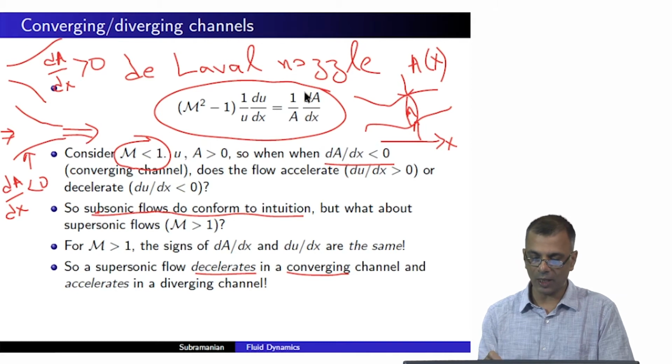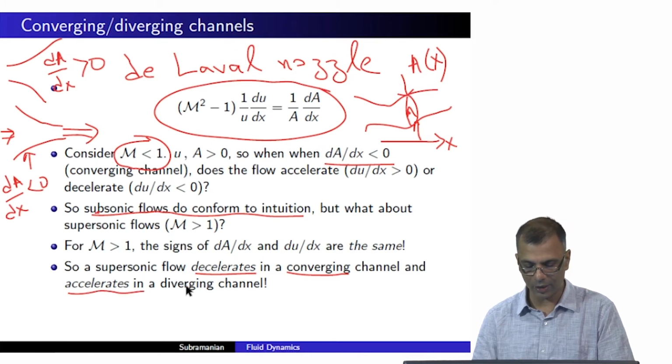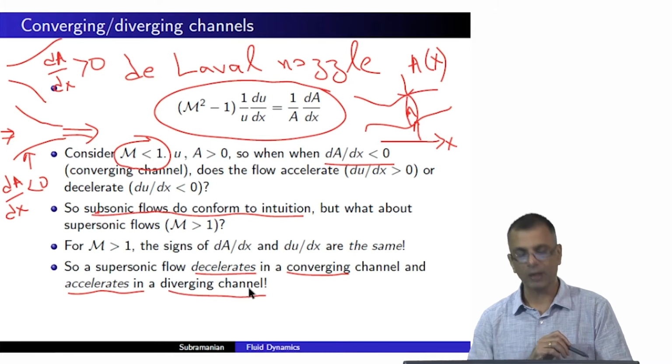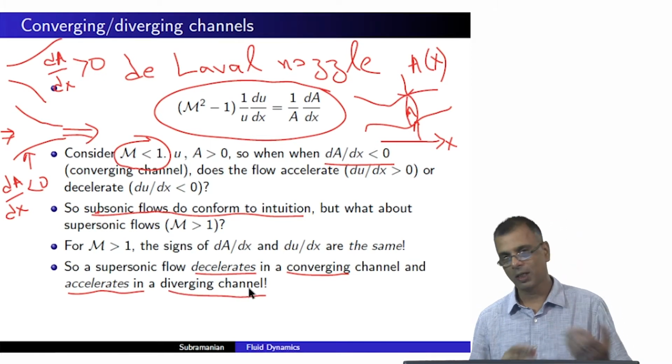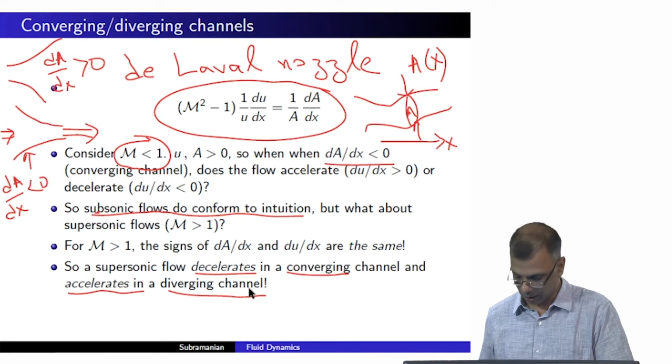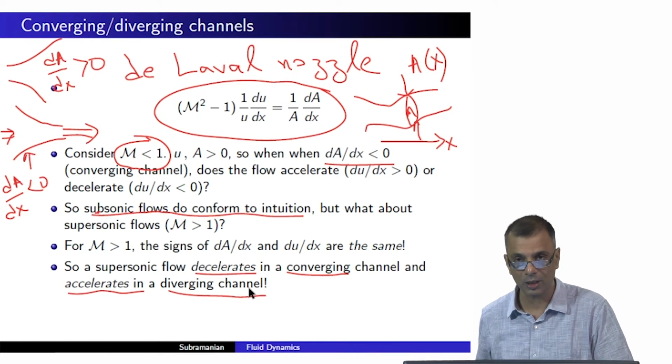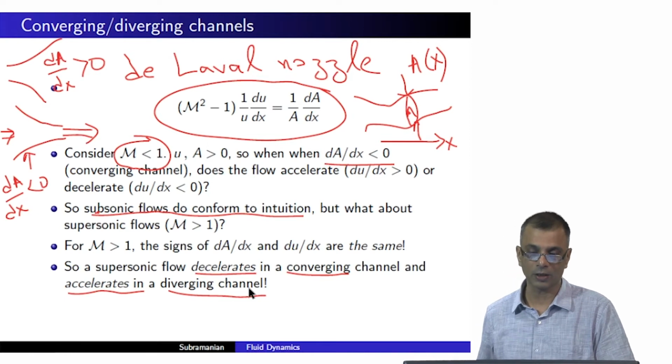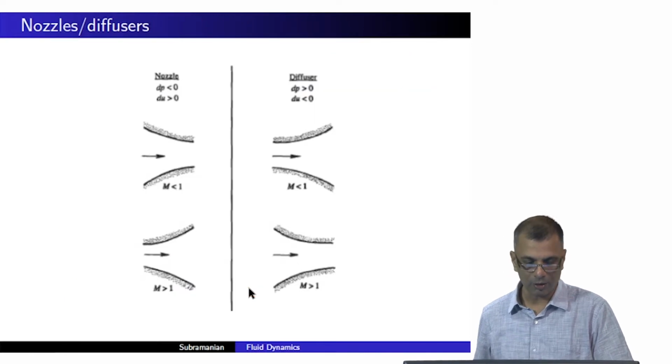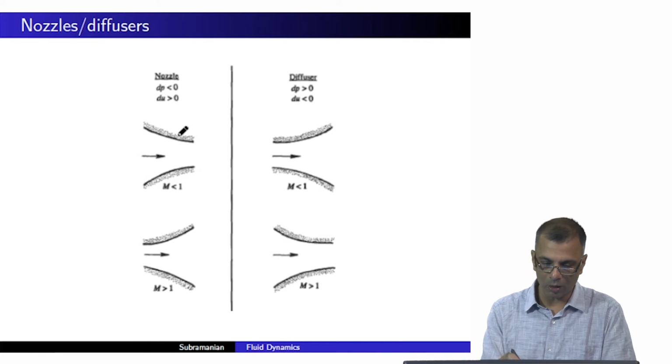And if dA/dx is positive, in other words, like this, du/dx is also positive. In other words, the supersonic flow accelerates in a diverging channel, right? So this is the strange thing about supersonic flows, and we will see what connection this has. We will explore this a little more, and then we will go on to see what connection this has to astrophysical jets, right? Okay, this is what one would call a nozzle.